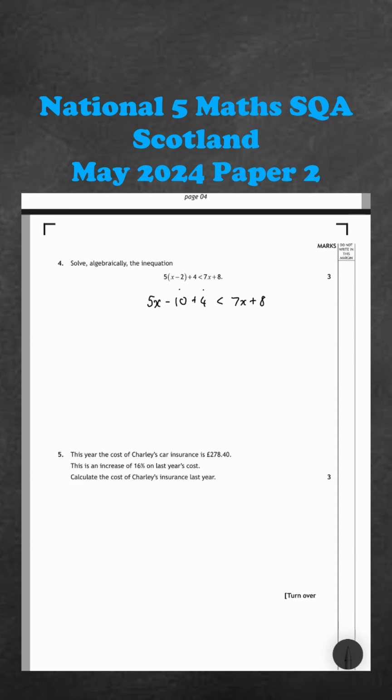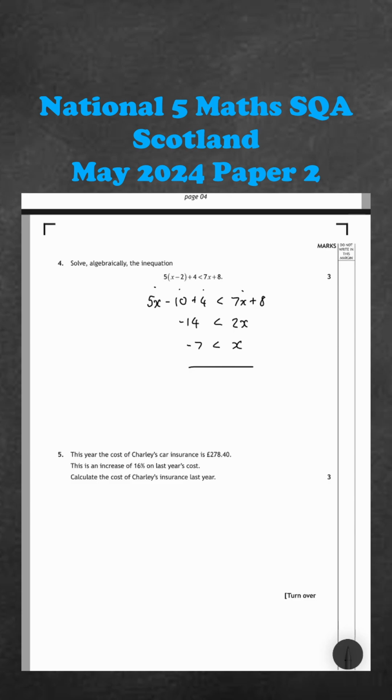We need to move the 8 onto the other side, so we're going to subtract that away, and we get minus 14 over here. And then on this side we have 7x, and we have a 5 which we need to take off, so that becomes 2x. Divide both sides by 2, we get x is greater than minus 7. And that's fine for our answer.